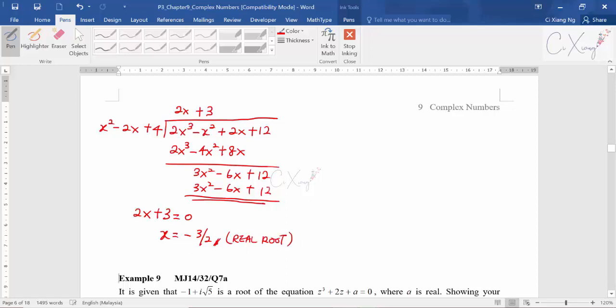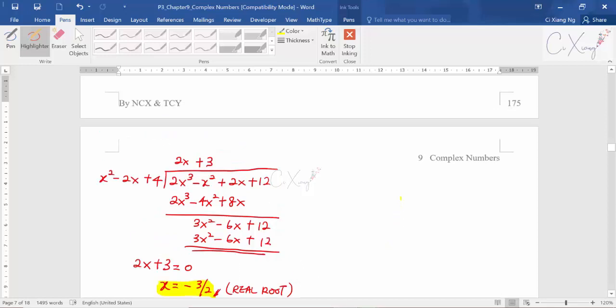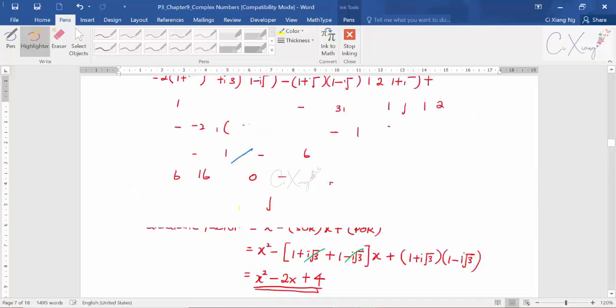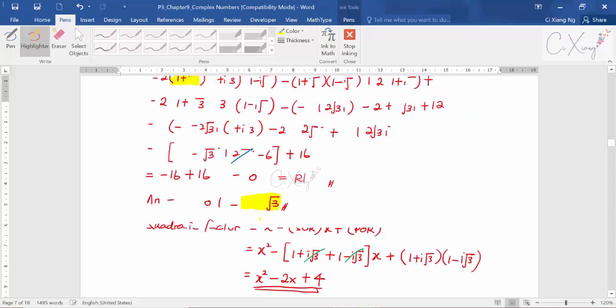So that means the answer for x for this cubic equation has 3 values. The first one is a real root, which is negative 3 over 2. Then the other two are complex roots, which are 1 minus i square root 3 and also 1 plus i square root 3. Okay, so you are applying the concept that I mentioned to you just now, when they ask you to state the other root for the equation.